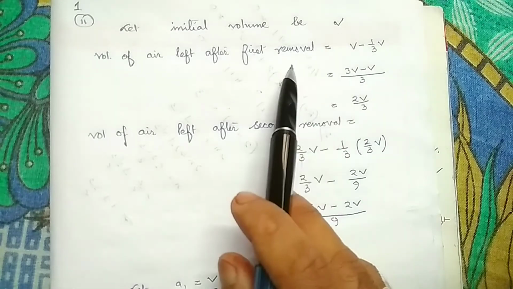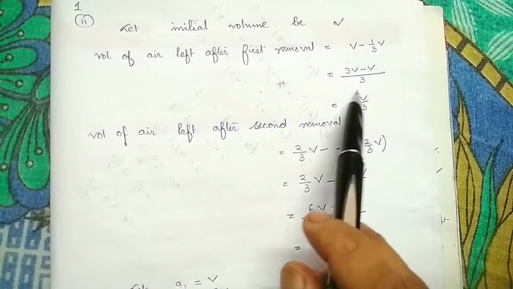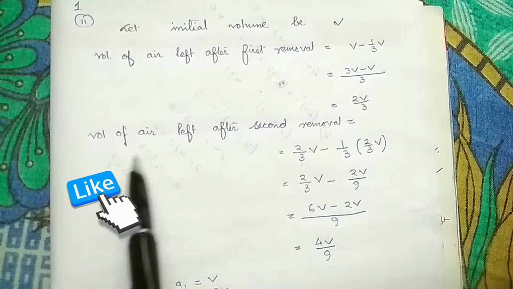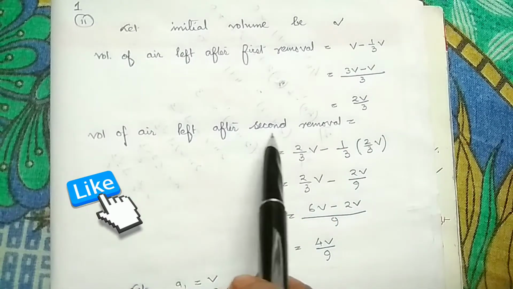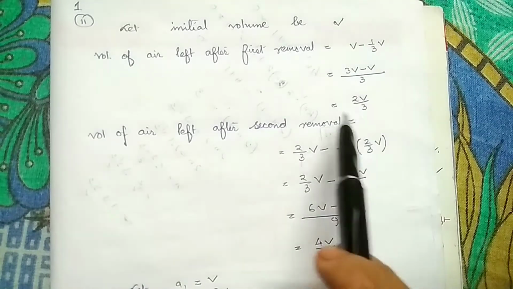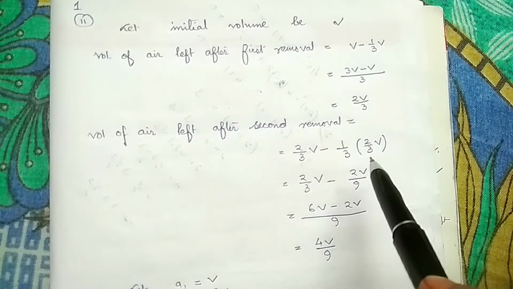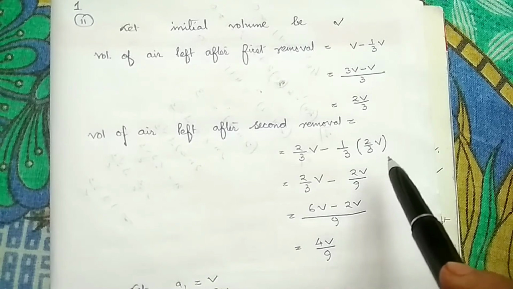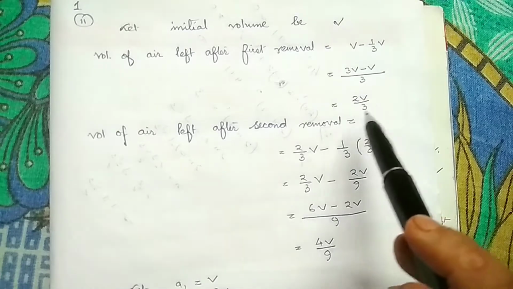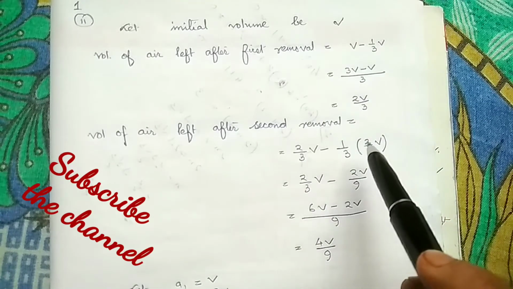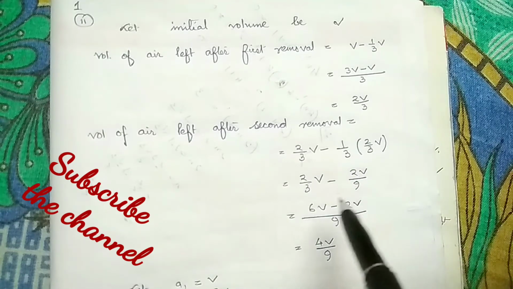Now, after first removal, this much of air is left in the cylinder. From this, we again have to remove. So the volume of air left after the second removal is this much minus 1/3 of this much, as mentioned in the question that every time we remove 1/3 of the air remaining. So this is the remaining air, and this much is removed. So, 2/3 of v minus 2v divided by 9.